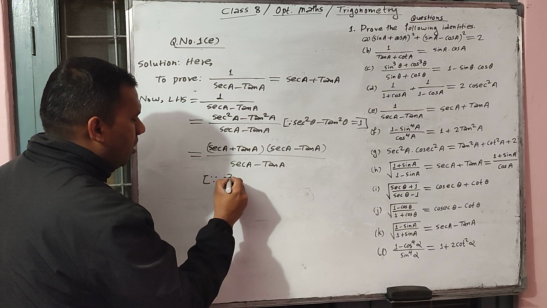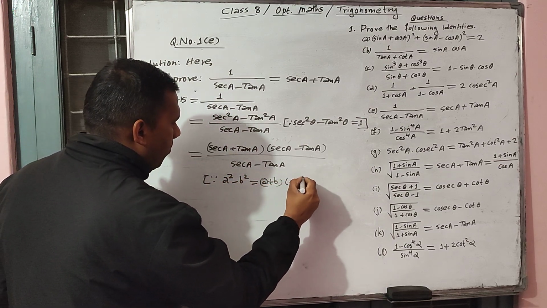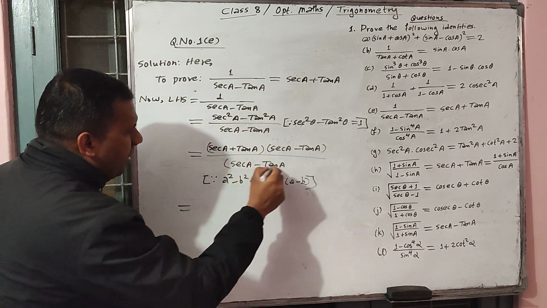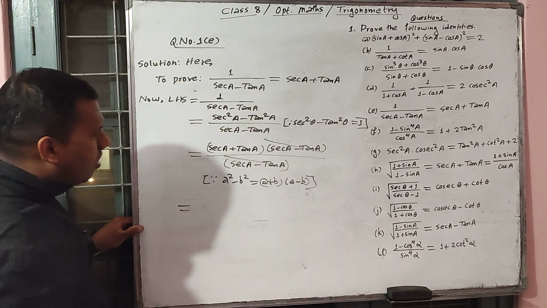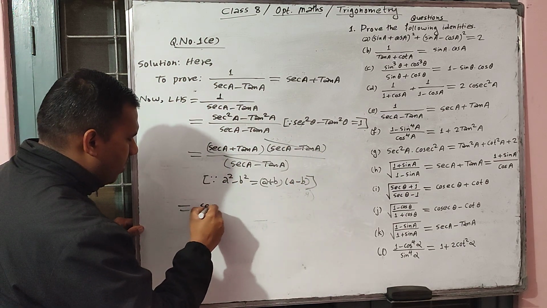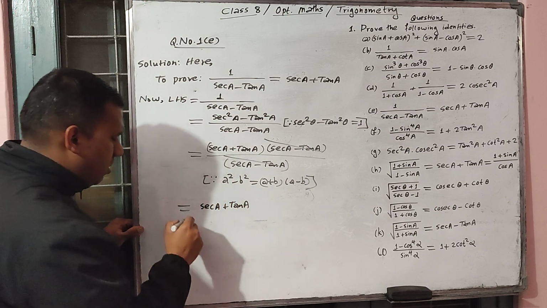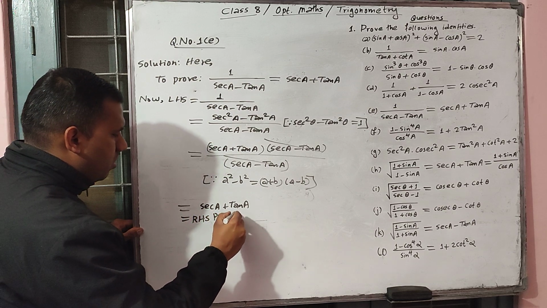You know that a square minus b square equals a plus b times a minus b; we use this formula. Then these two factors, sec A minus tan A, cancel each other. Now the remaining is sec A plus tan A, which is RHS. Proved.